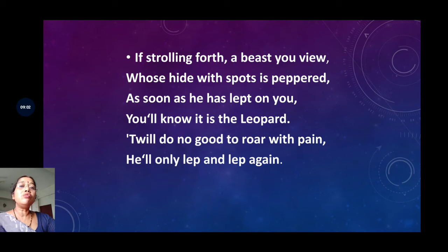It will do no good to roar with pain. He will only leap and leap again. And the poet says that if somebody is attacked by a leopard, and that person, the victim, starts crying with pain, roaring with pain, that will not have any effect on the leopard. It will not spare its victim, and that victim has to die. He will continue attacking his victim. So the poet says that you can identify the leopard with the help of those spots, and once the leopard attacks you, it will continue till the victim is dead.